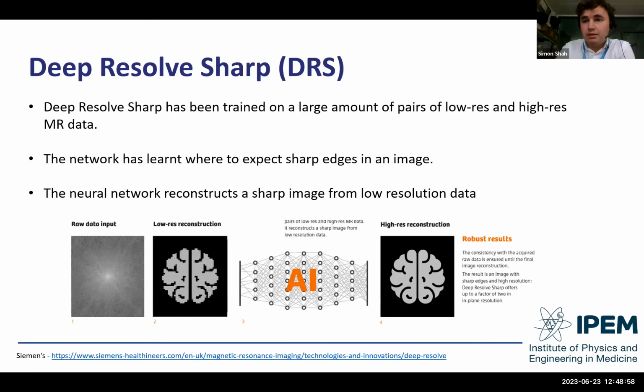Deep Resolve Sharp is an artificial intelligence technique. So it's been trained on loads of MR images of pairs of data. So images from one person, one low res, one high res scan, and it's been paired up. And so the network has learned where to detect sharp edges in the images, so that you can acquire low resolution images and it outputs high resolution images. So if you feed into the network the low resolution, it's then matching up pairs, and it's been trained to learn where the data lies, and it outputs this wonderful image. I've taken this from Siemens marketing, which is on the link below, but it shows sort of how it works.